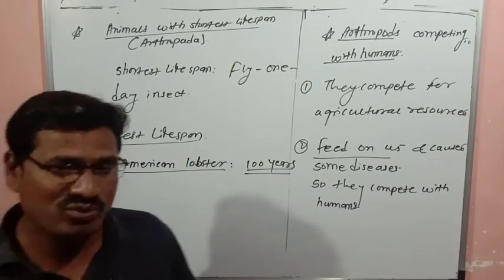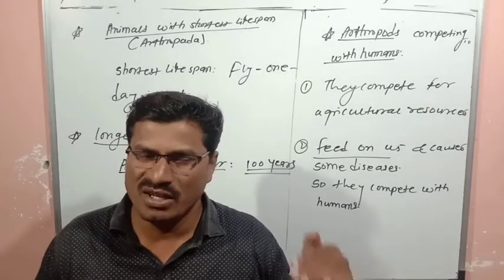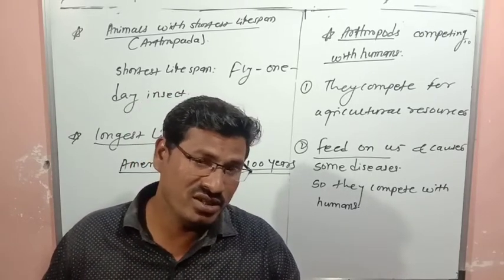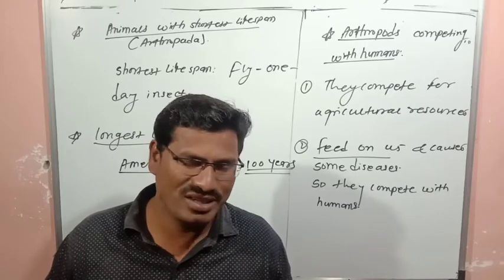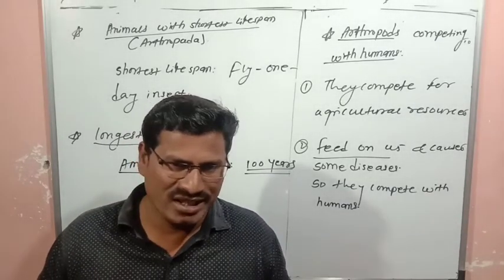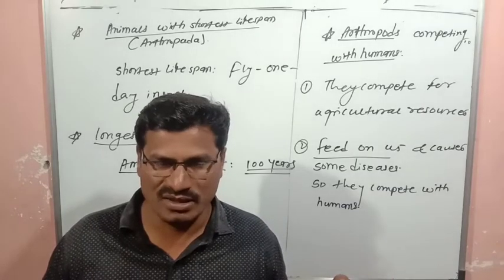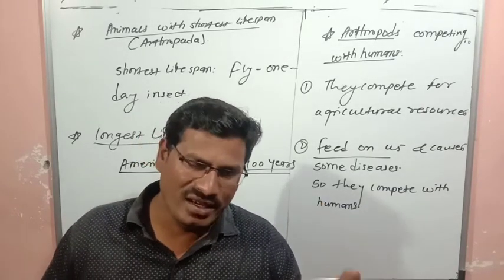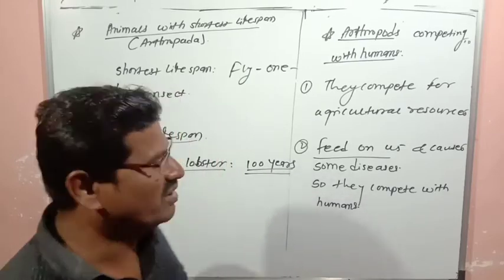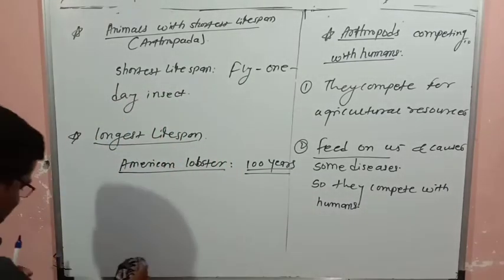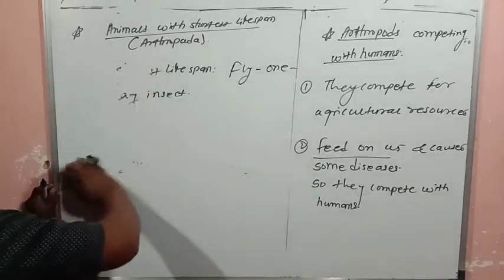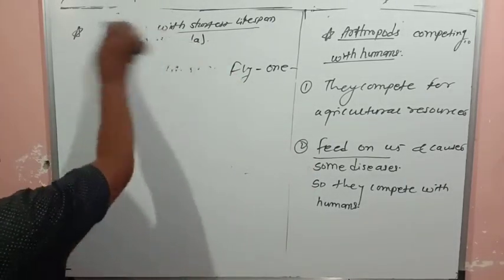Now the next phylum we are going to study is phylum Mollusca. Remember the phyla we have studied: Porifera, Cnidaria, Platyhelminthes, Aschelminthes, Annelida, Arthropoda. And now the seventh phylum we are going to study is Mollusca.